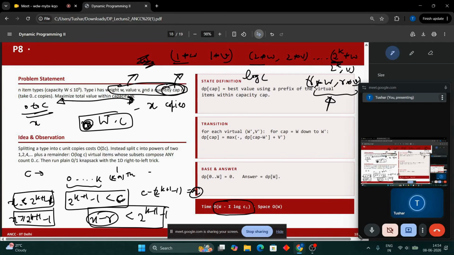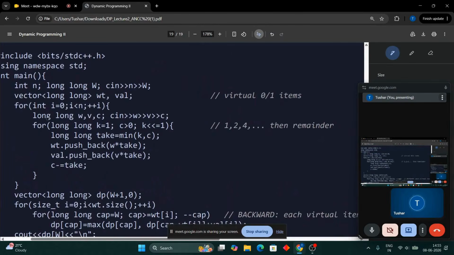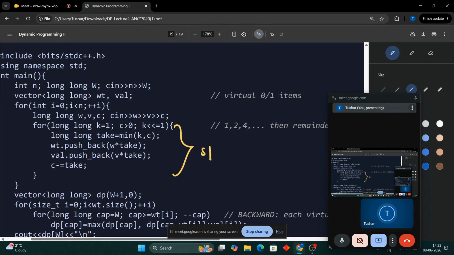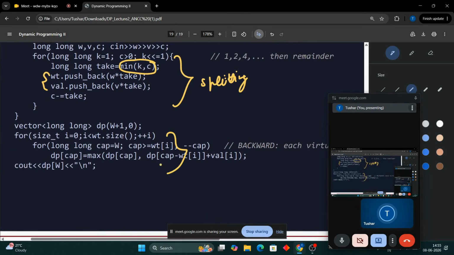We'll split the items. Instead of having weight, value, and capacity, we'll just split it down into normal items having only weights and values. For each C, we'll have log C items, and we'll just do the normal knapsack. Here in the code, as you can see, we are splitting the items first. We're taking the remaining quantity C and K, where K is basically some 2 to the power X less than or equal to C, and we are creating the corresponding item with weight and value, and then we are just running the DP.